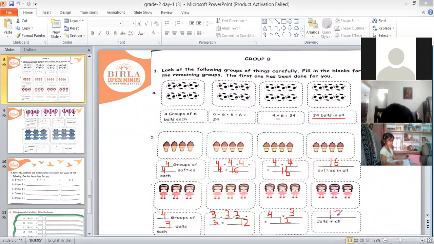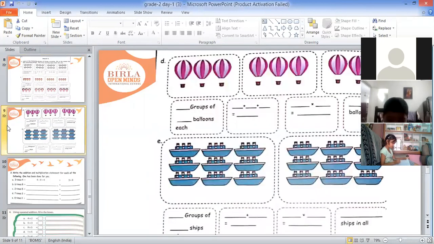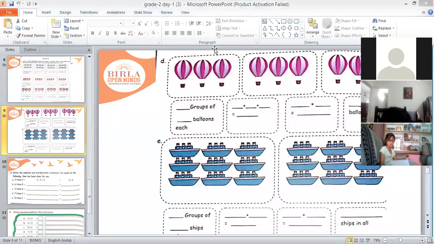Very good. So children, what we can do? We can count all the dolls together. So there are 12 dolls in all. Okay. So now I am clearing all this. Okay. So now next. Now children, come to page number 4. Turn the page. Next question. This is page number 4. Turn the page and come to the next question.